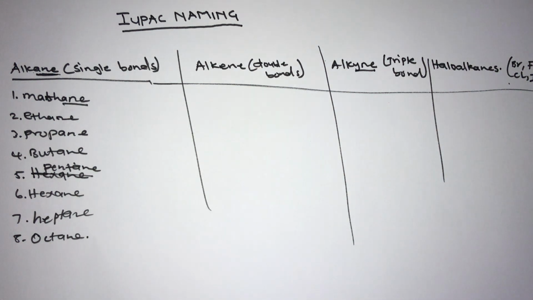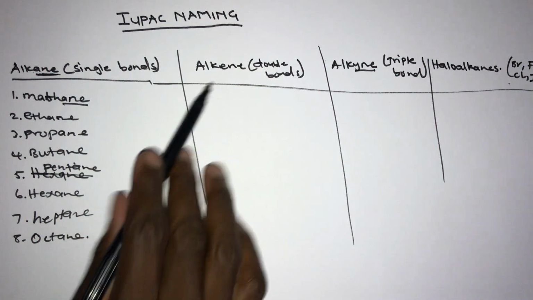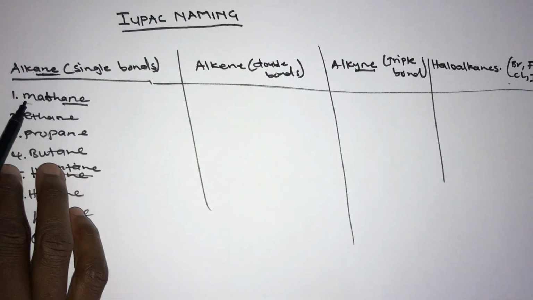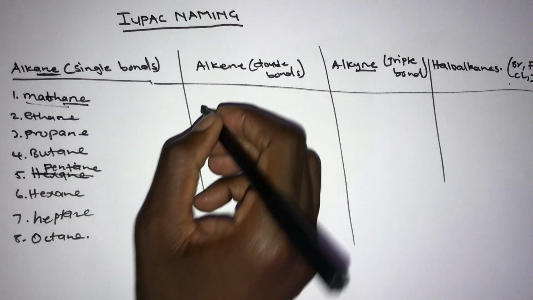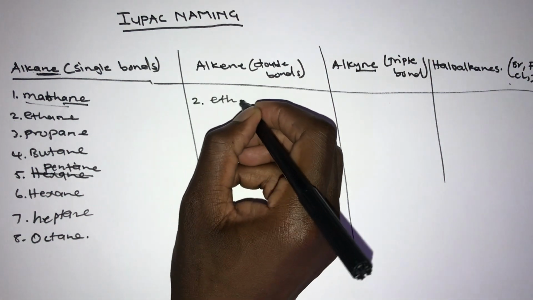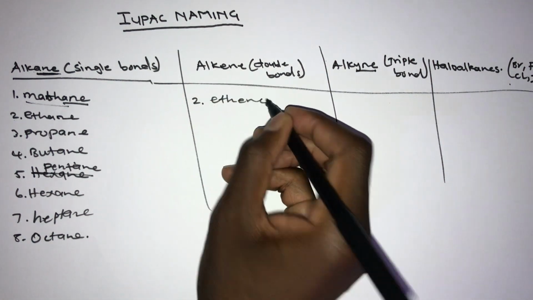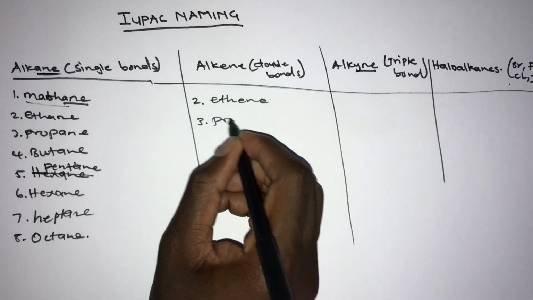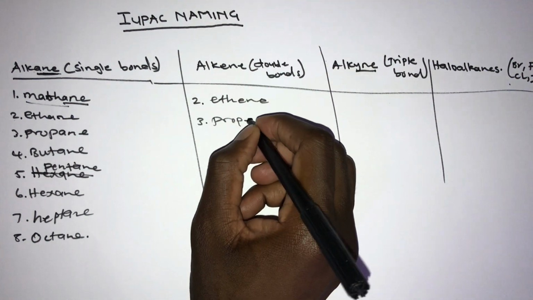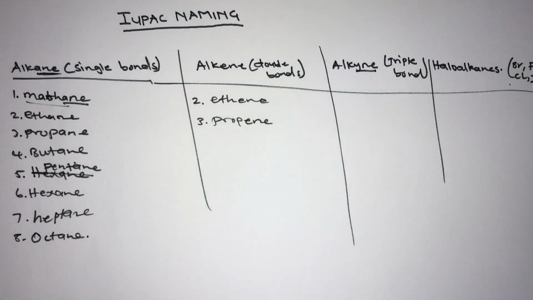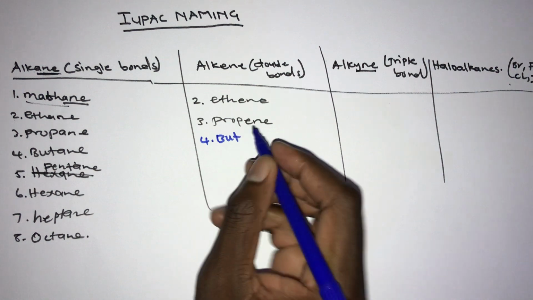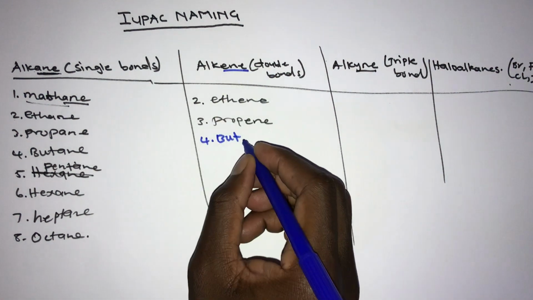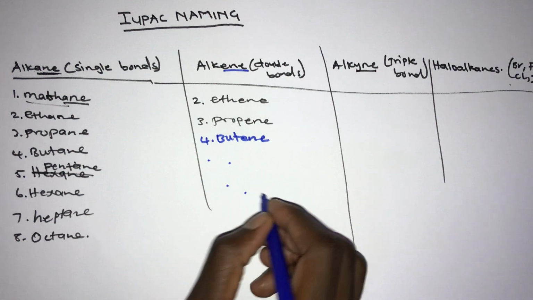So that means if it's double bond, we don't have meth in the double bond. That means we start from number 2. So we are going to start from 2, eth, then ENE, ethene, 3 prop, ENE, propene. And then number 4 is but, but since it's a double bond, ENE, it becomes butene, and so on and so on and so on.